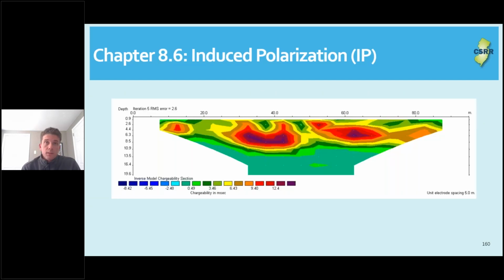So next slide, please. Here's a section view of some IP data, and it's mapping a contaminant plume at a site. The purple and red have a higher chargeability, and that's indicating the extent of that plume. And it's probably indicating the bottom of the plume as well. Fresh water has a chargeability of around 0, which is when we get to the green color there. So it's probably mapping the plume and also possibly the bottom of the plume. So some useful data here.